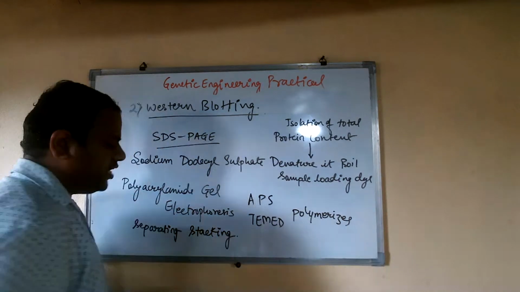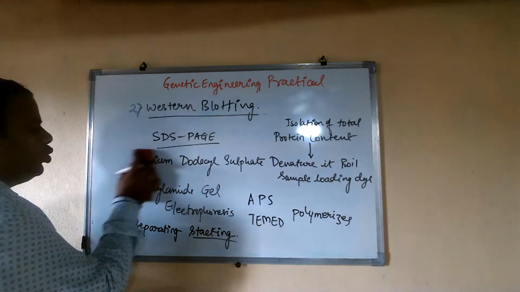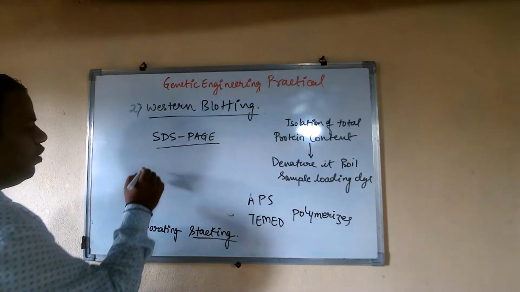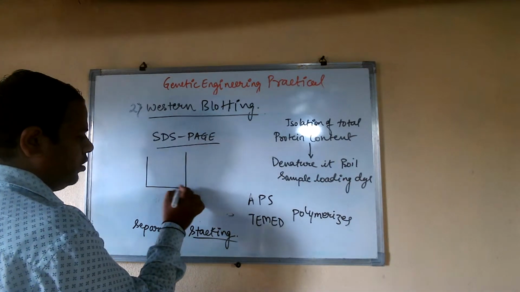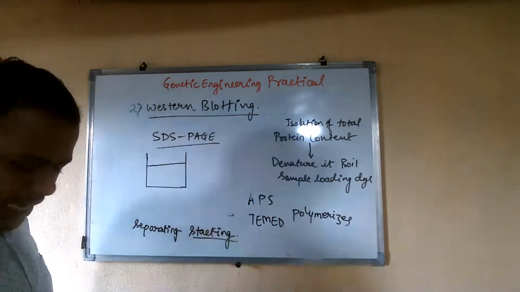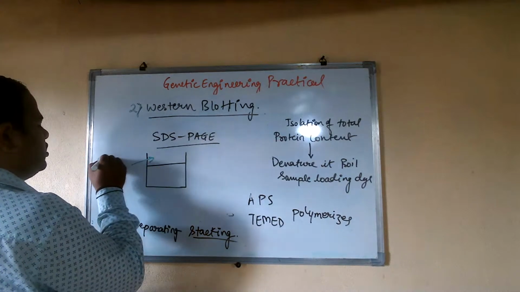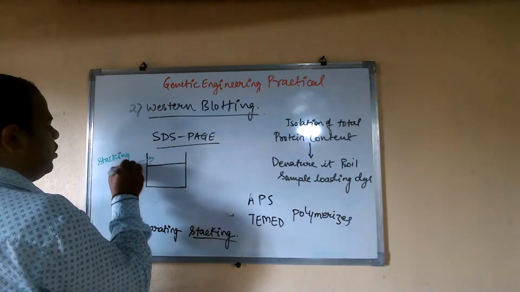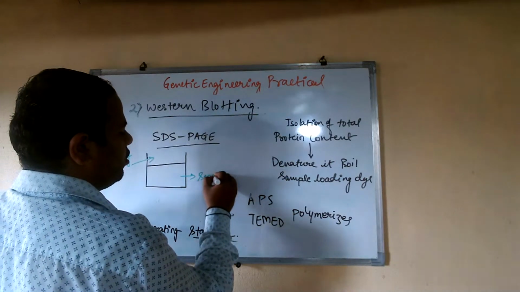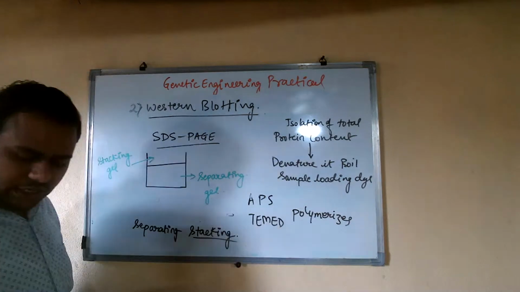Okay, so the stacking gel stacks all the proteins together. So when you see SDS page here, I'll show you the gel of SDS page. Suppose this is the gel of SDS page here. So there are two separate gels here. The upper gel here is called the stacking gel, and the lower gel here is called the separating gel.